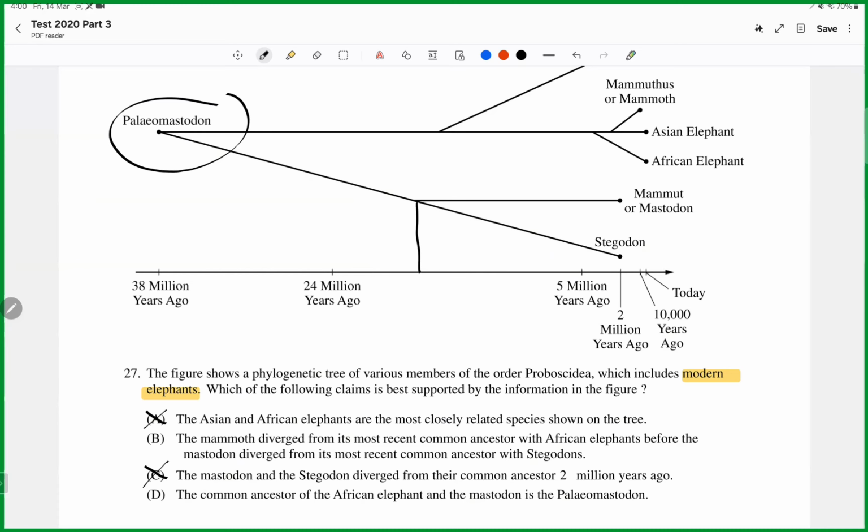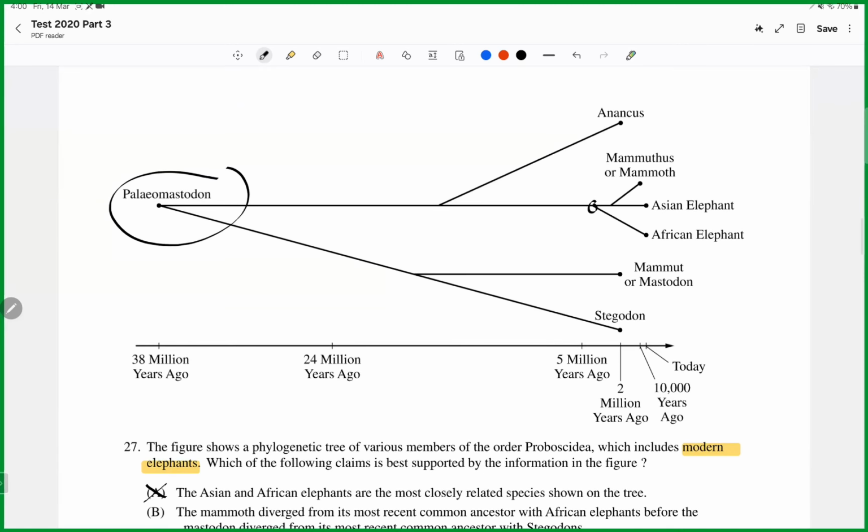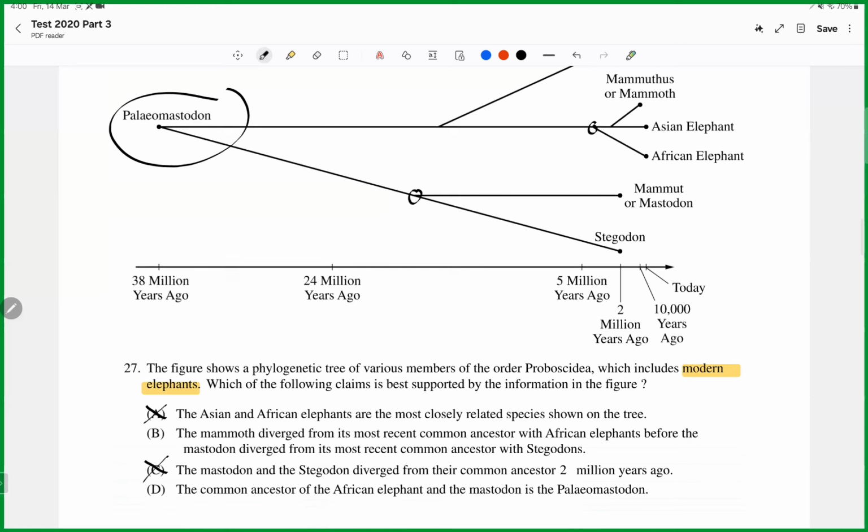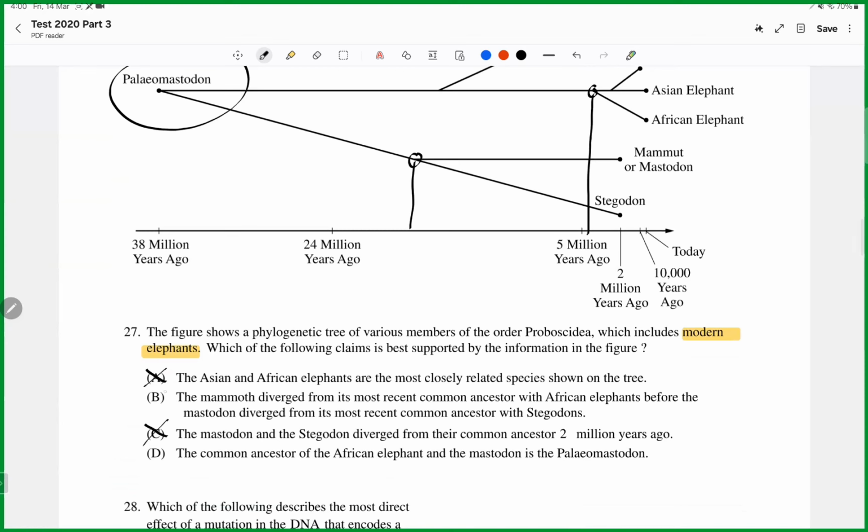The mammoth diverged from its most recent common ancestor, which is this one, with African elephants. Okay, so that one, basically. Before the mastodon diverged from its ancestor with stegodon. Mastodon and stegodon diverged after, not before. It diverged 5 million years ago, let's say. This one did maybe 20 million years ago. So it diverged after, not before. So it has to be D.